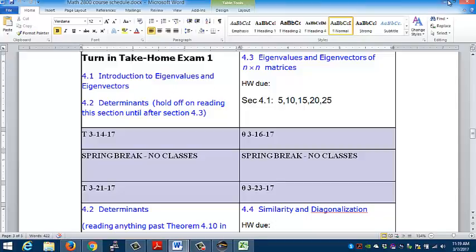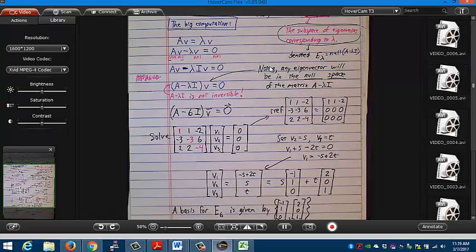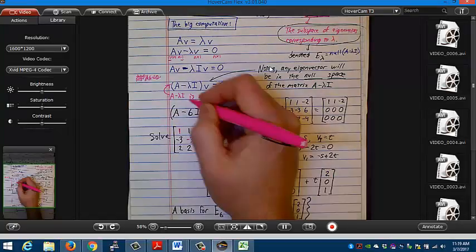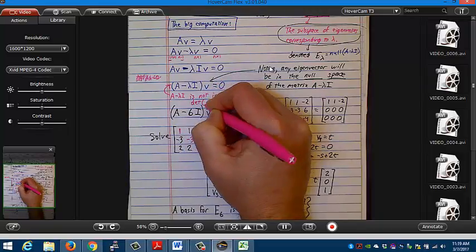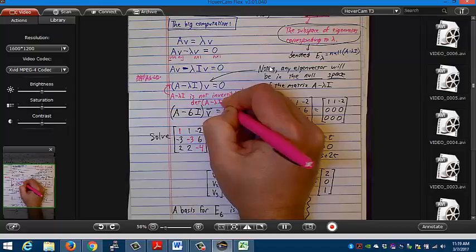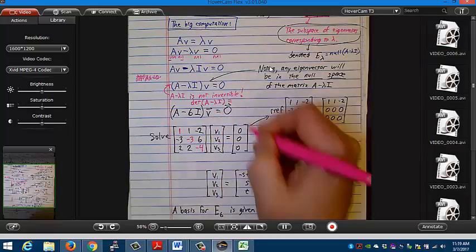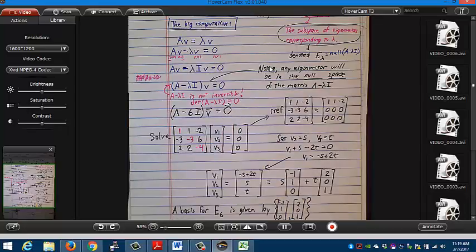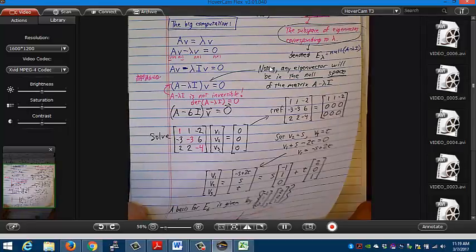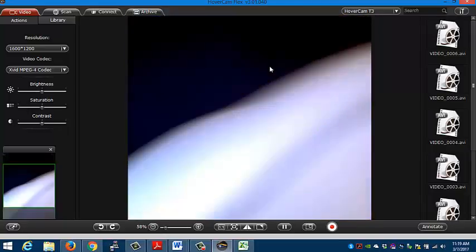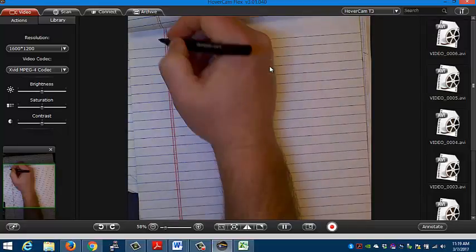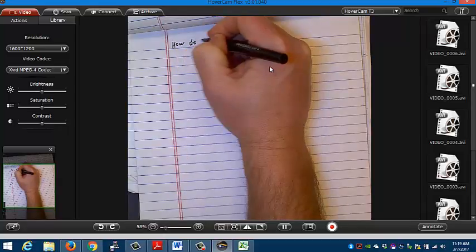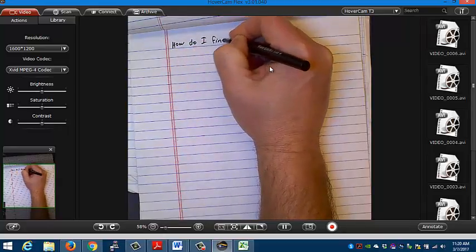Since I know that this is not invertible, I get the equation determinant of A minus lambda I. Do you know what it has to equal? 0. If the determinant is 0, that means the matrix is not invertible. So again, the question is this. How do I find eigenvalues?